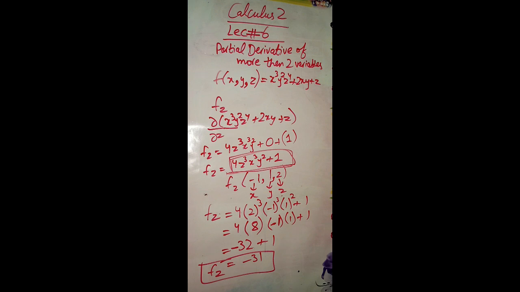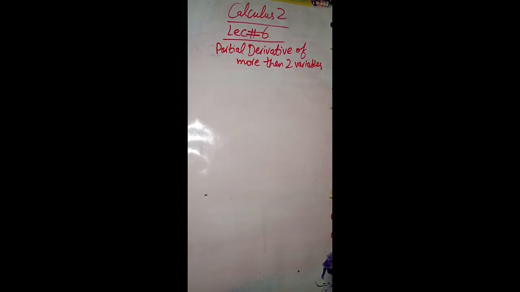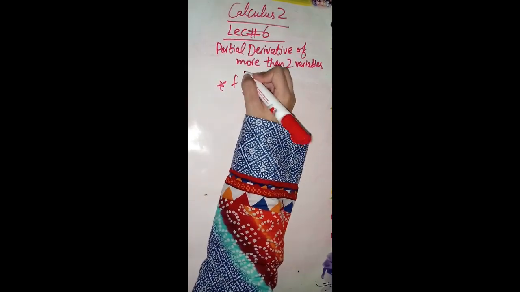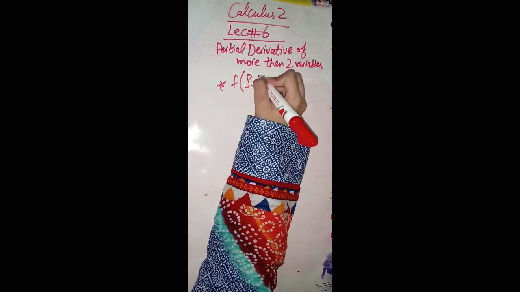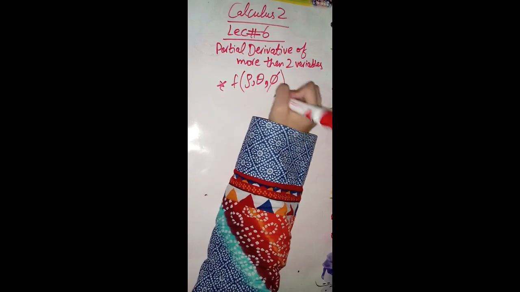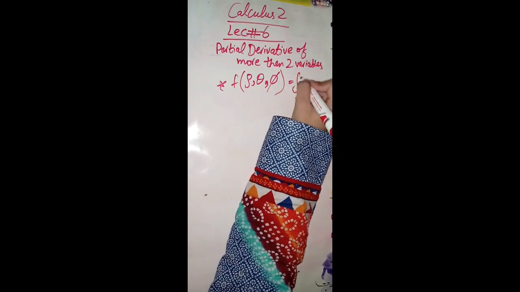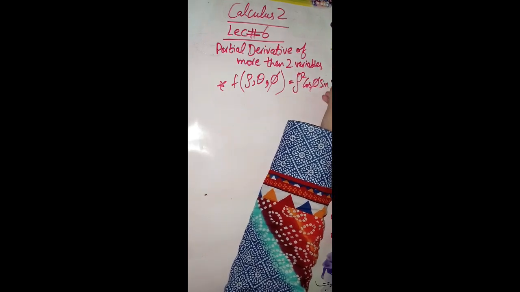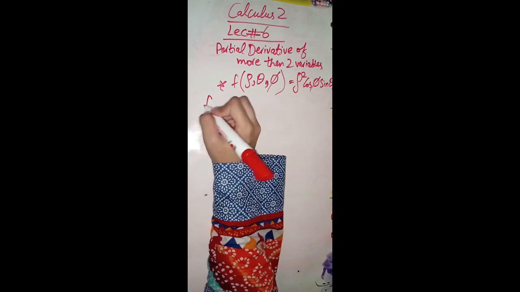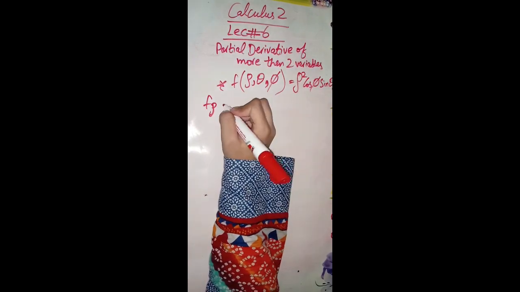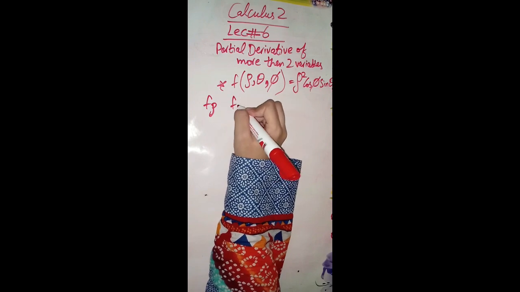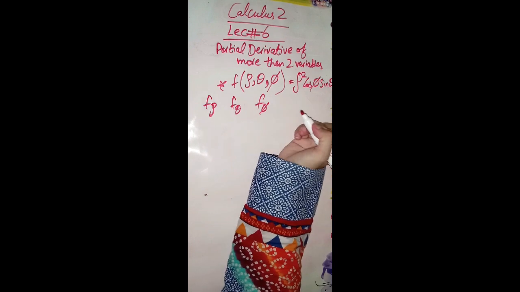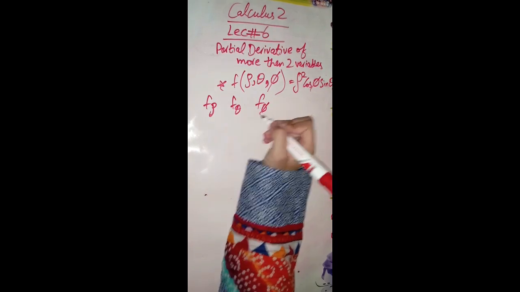This is how we solve the partial derivative of more than two variables. Now we will solve one more example. Our function is a function of rho, theta and phi. We have three variables: f equals rho square cos phi sin theta. We have to find f rho, in which theta and phi will be constant; f theta, in which rho and phi will be constant; and f phi, in which theta and rho will be constant.